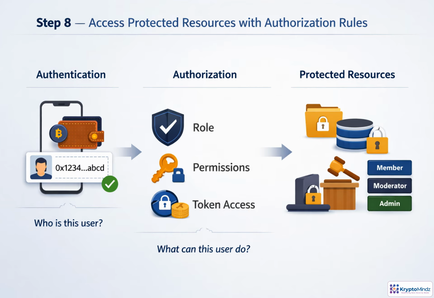Proving wallet control does not mean automatic access to everything. The wallet address is an identity signal, not a complete authorization decision. Before returning protected data, running an admin action, or opening a member area, apply authorization rules. Those rules might come from roles, explicit permissions, token ownership, or off-chain records. Check access at the resource boundary every time, not only during login.